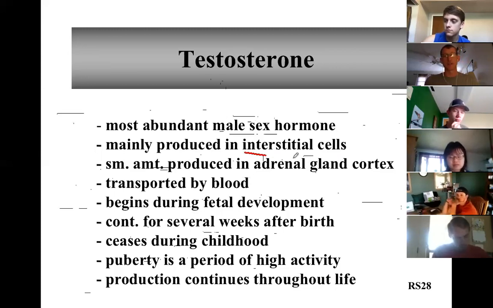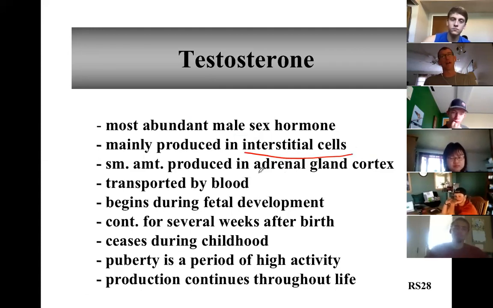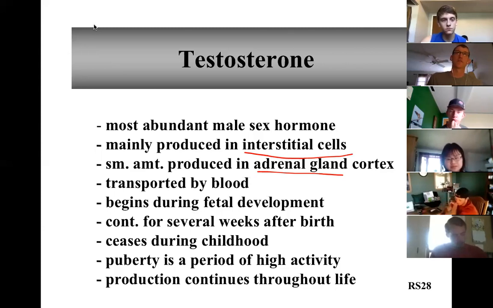Primarily produced in interstitial cells, already talked about that. There's a very small amount made in the adrenal glands on your kidneys. So if you've been curious this time going, well, he said earlier that women produce small amounts of testosterone, but they've got no testicles, so where is that coming from? Adrenal glands and the kidneys. That's the answer.